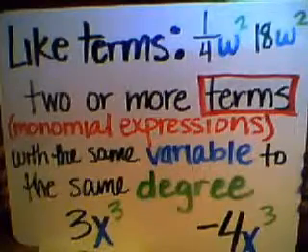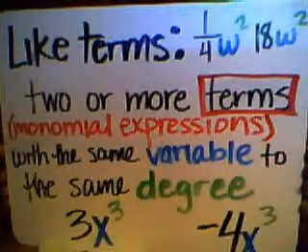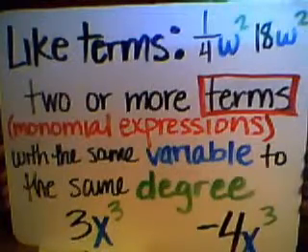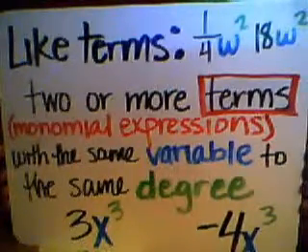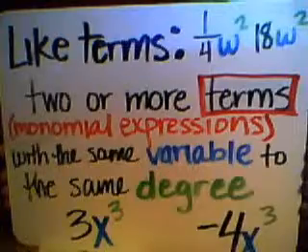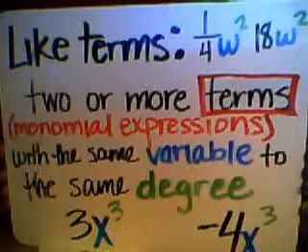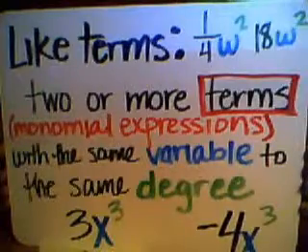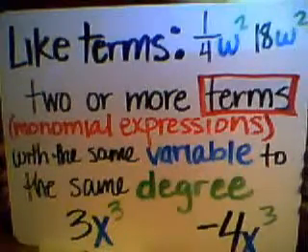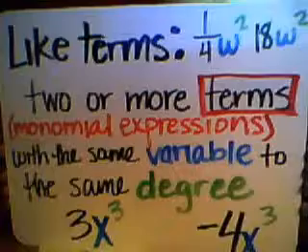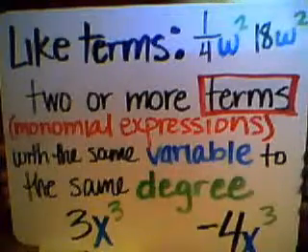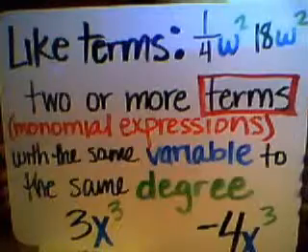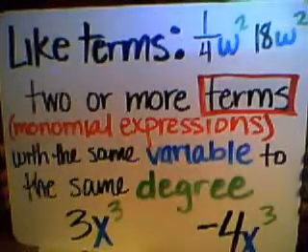So what are like terms? Like terms are two or more terms with the same variable to the same degree. Now, first of all, by term I mean monomial expression. Mono meaning one and nomial meaning name or number. So one name or one number expression. So like 1/4 W squared would be one term. 18W squared would be one term. So those are two monomial expressions.